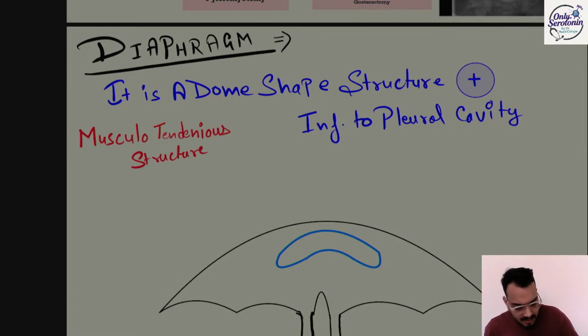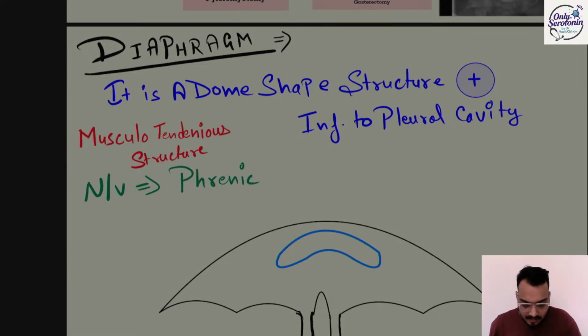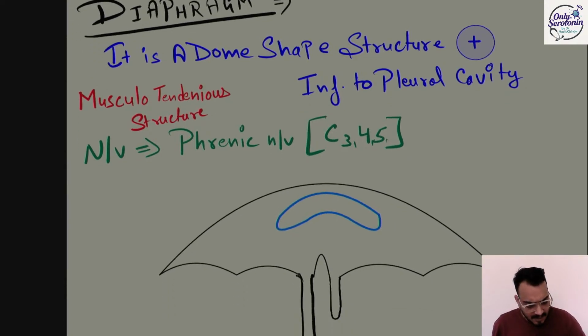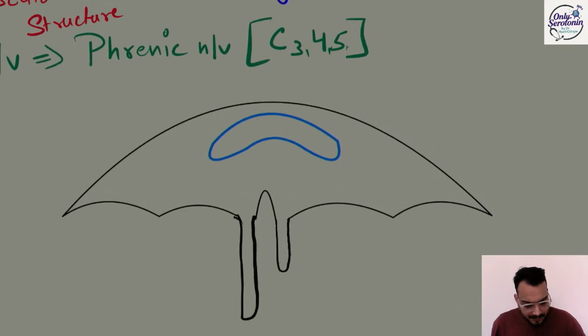And this structure is supplied by a nerve. The name of that nerve is phrenic nerve. And we all know what is the root value of phrenic nerve, guys. What will be the root value of phrenic nerve? Anyone? It will be C3, C4 and C5. Done.